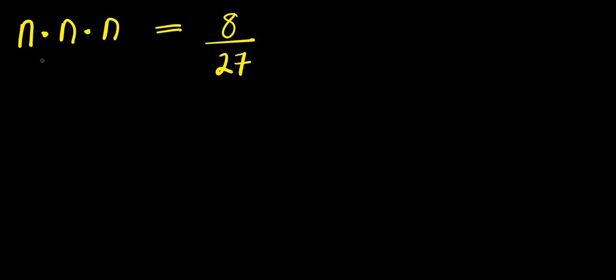Hello, how to solve this problem? We have n times n times n, and this equals 8 divided by 27. So we are solving for all values of n that will satisfy this equation.